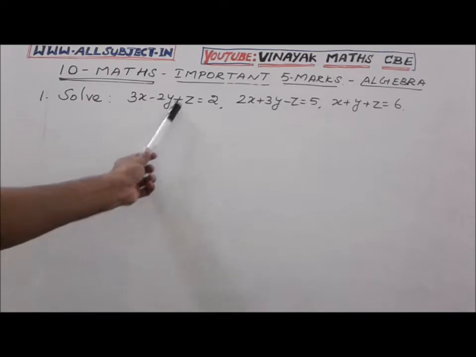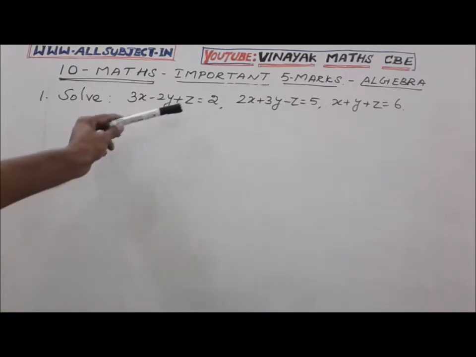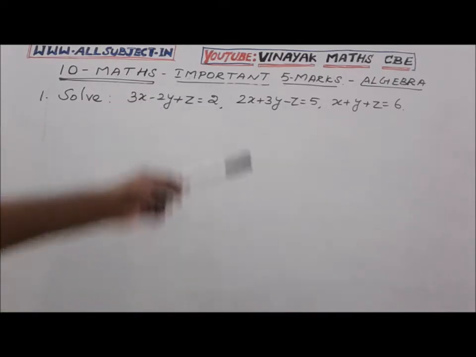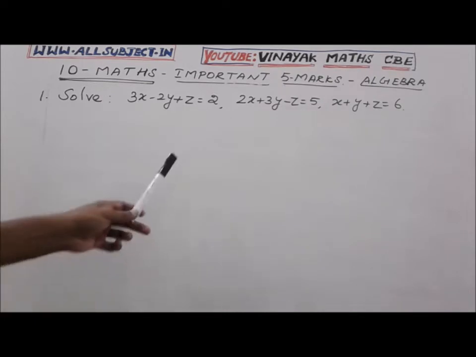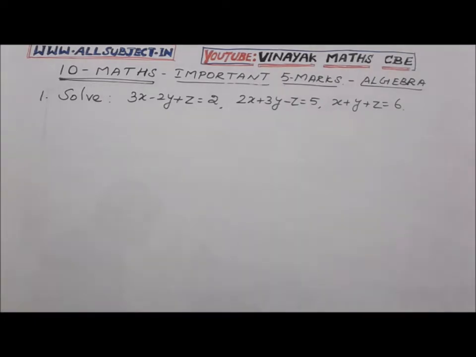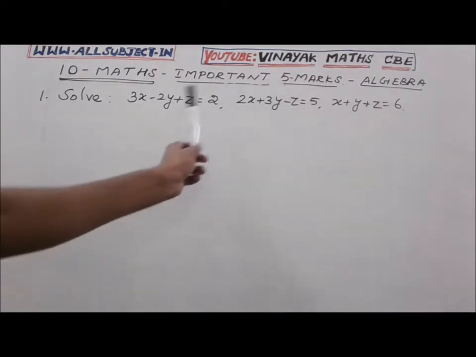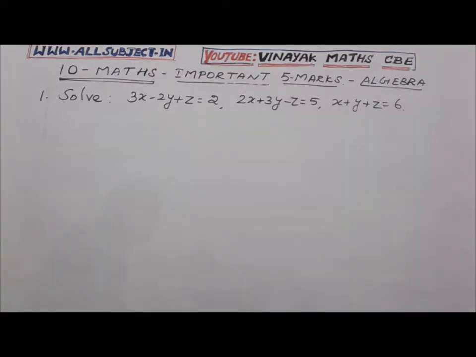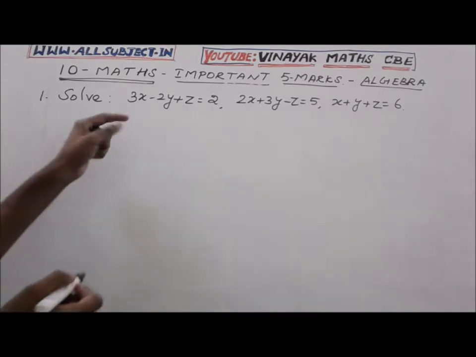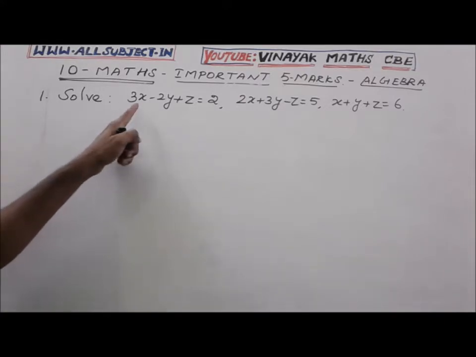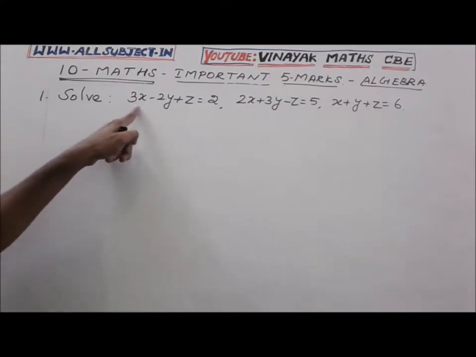To find x, y, z, we are using the equating coefficient method. First we should equate the coefficients, and then by using the elimination method, we eliminate one of the three unknowns first. Now I am taking the coefficient of x here. Coefficient of x is 3.